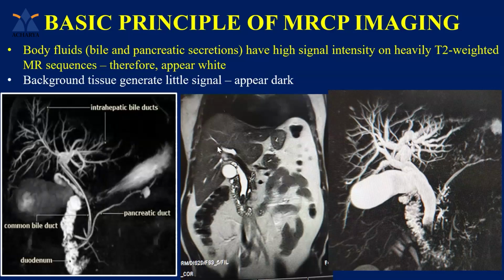Here we can see the image with background structures like the liver, stomach and duodenum, and the common hepatic bile duct and the gallbladder. But you can see here that heavily T2 weighted imaging will show only the fluid content areas, because we are going to increase the TE value.